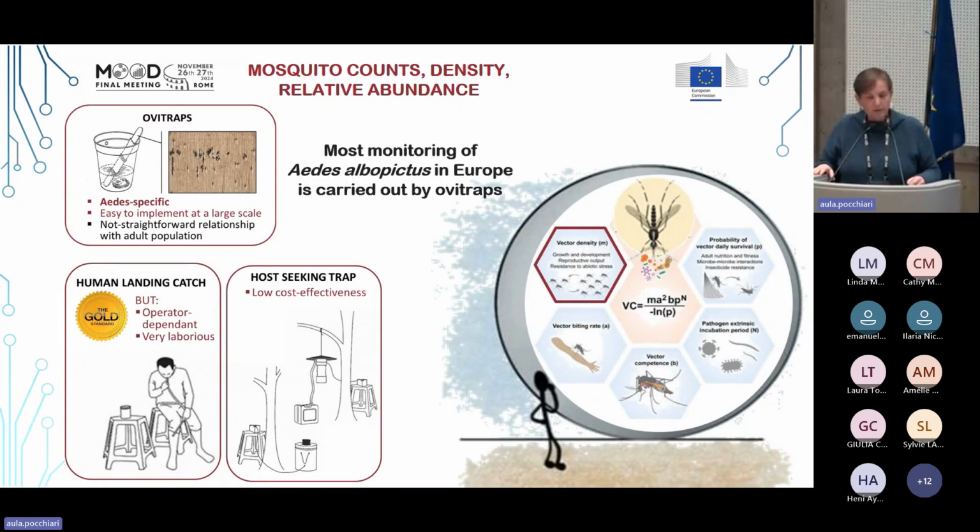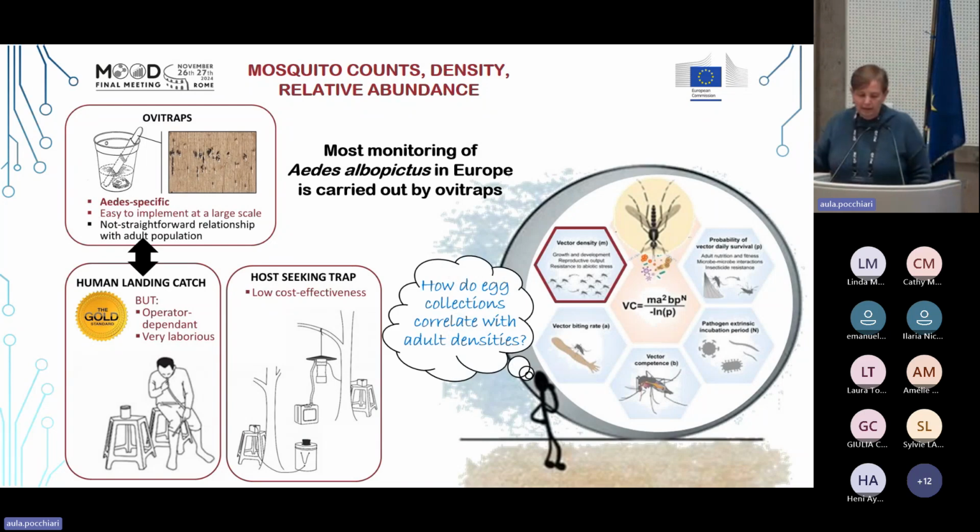We also have host-seeking traps that in a way try to simulate the presence of hosts and to collect mosquitoes. But the most used trap to monitor Aedes albopictus density are ovitraps. These are traps made of small water containers where a wooden stick is inserted, and the mosquitoes lay eggs on the sticks, and we count the eggs. It's very cheap, very easy to implement on a large scale, and it's largely used in Italy, but also in Europe to monitor Aedes albopictus. However, our question was how we can be sure that the number of eggs in ovitraps reflects the number of adults in the wild.